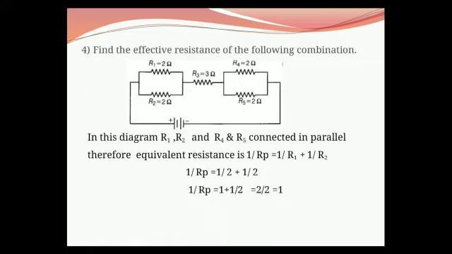Therefore, use the formula for equivalent resistance when they are connected in parallel combination. The formula is 1 upon Rp equals 1 upon R1 plus 1 upon R2. Then put the values of R1 and R2. We get 1 upon Rp equals 1 upon 2 plus 1 upon 2. Here we get 1 upon Rp equals 1 plus 1 upon 2, that is 2 upon 2 equals 1.